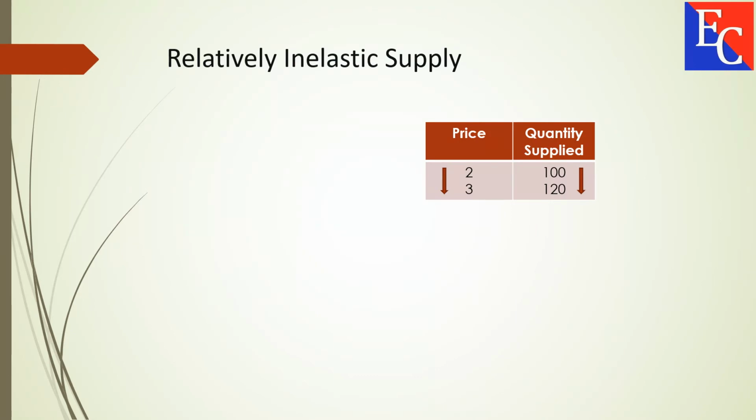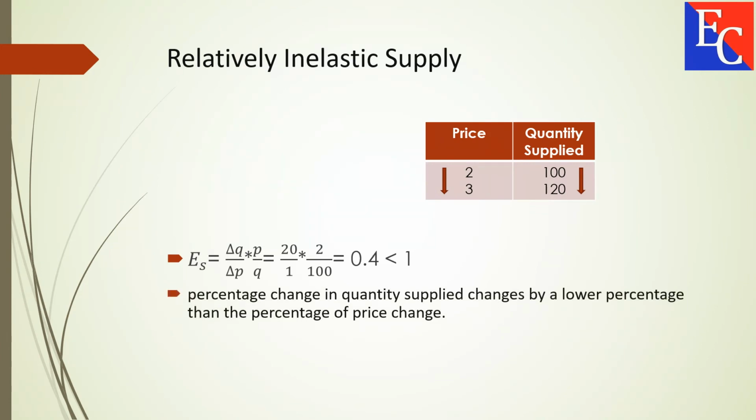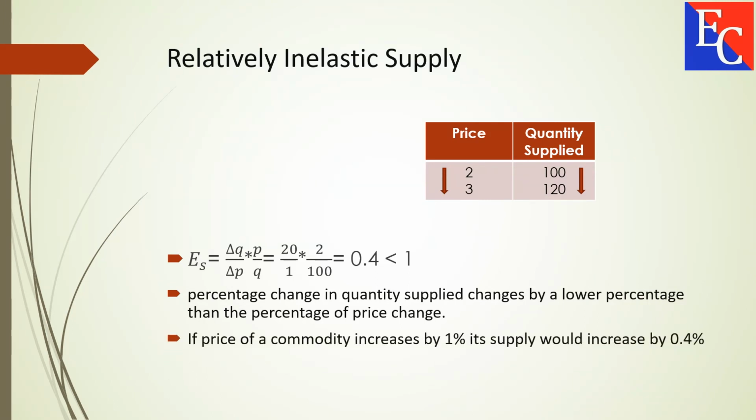Relative inelastic supply. Price increases from 2 to 3, quantity supplied increases from 100 to 120. Elasticity of supply is 0.4, which is less than 1. Quantity supplied changes by a lower percentage than the percentage of price change. If price of a commodity increases by 1%, its supply would increase by 0.4%. Graphically, relative inelastic supply curve is shown as where supply curve starts from the quantity axis.